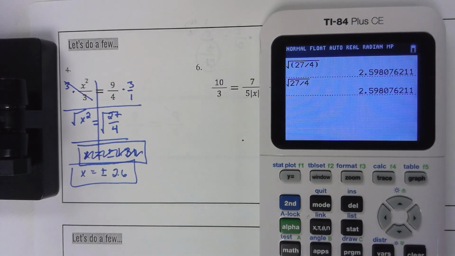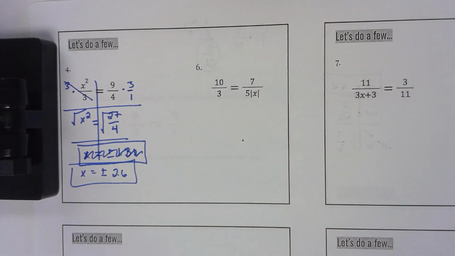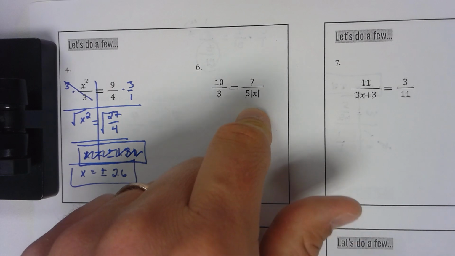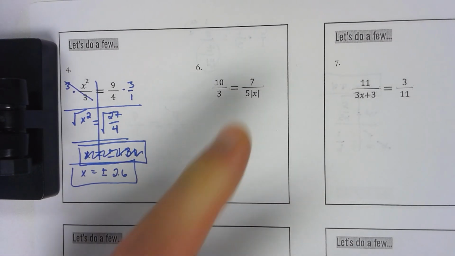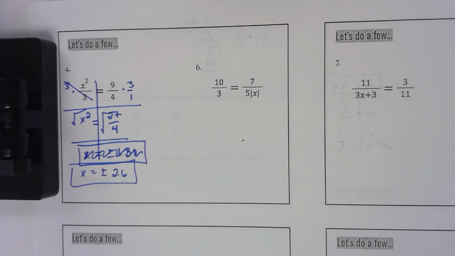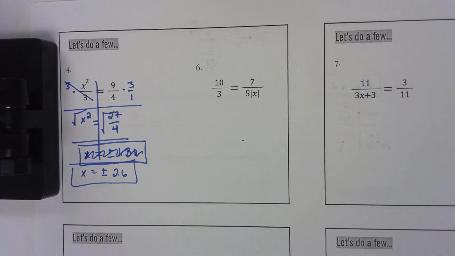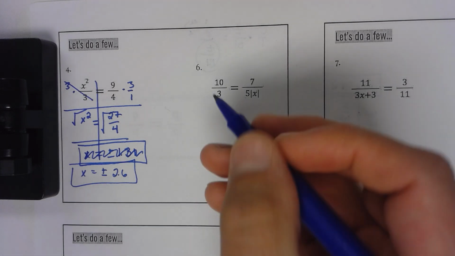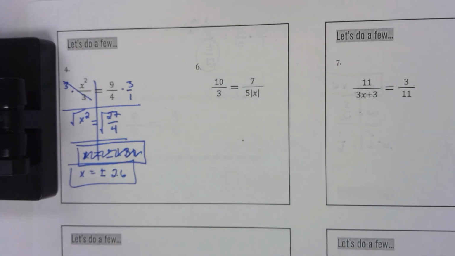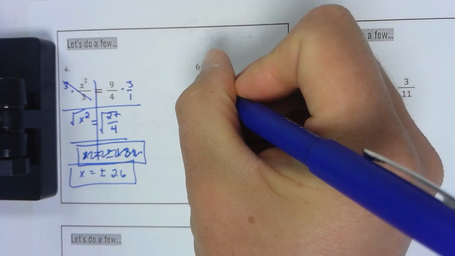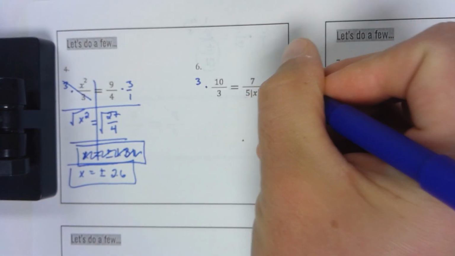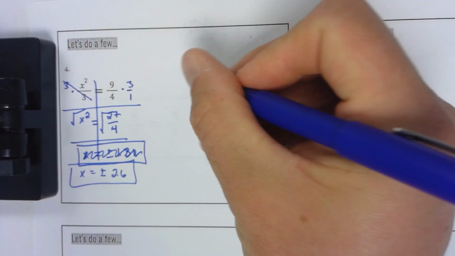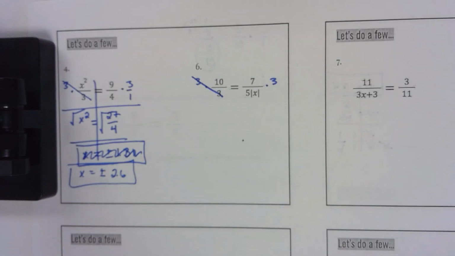All right, number 6. Notice 6 is set up a little bit different. And it's set up different in the sense that our variable is in our denominator. So this is actually going to be a case where it's going to make most sense to multiply both sides and get rid of both dividing. So let's start with this left side. I have 10 divided by 3. I'm going to undo the dividing by 3 by multiplying both sides by 3. So that gets rid of that 3 there.